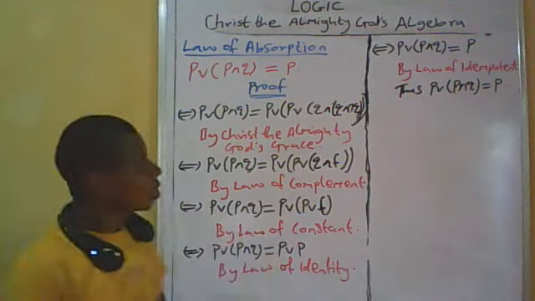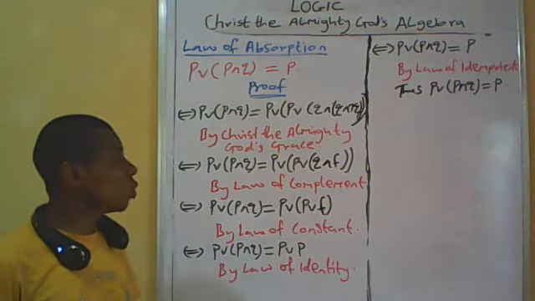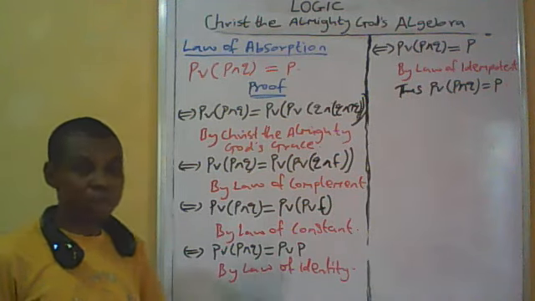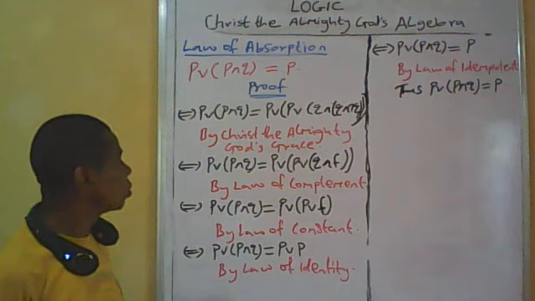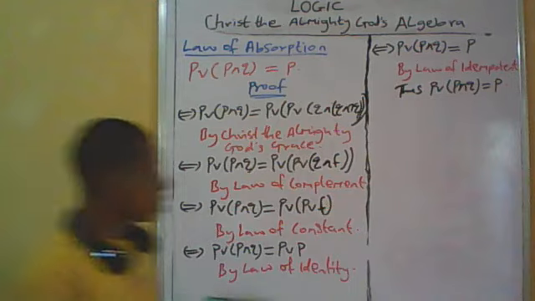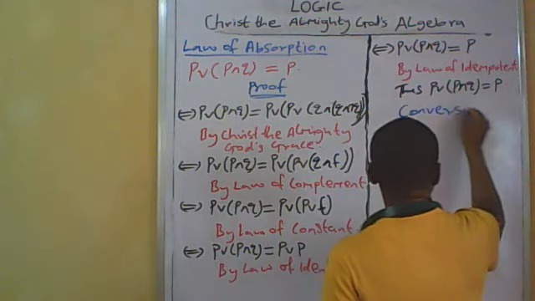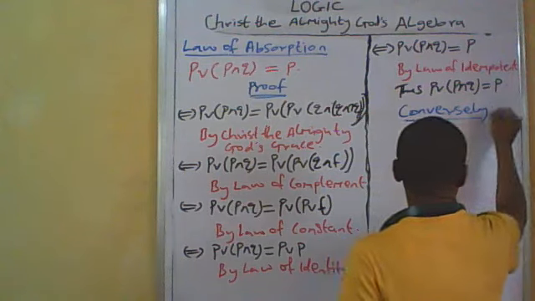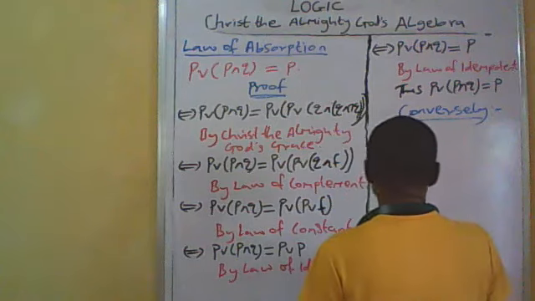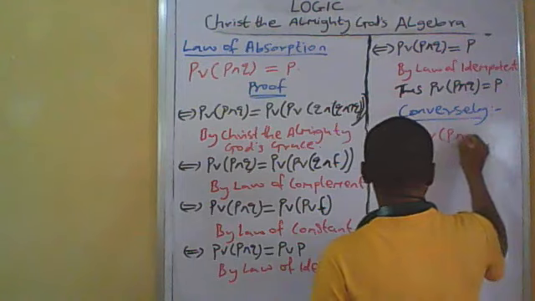Having proved the hypothesis, our assumption, we are going to prove the converse. So by the principle of equality, we then establish that P or bracket P and Q is equal to P when we prove the converse. So we say conversely, P is equal to P or bracket P and Q.